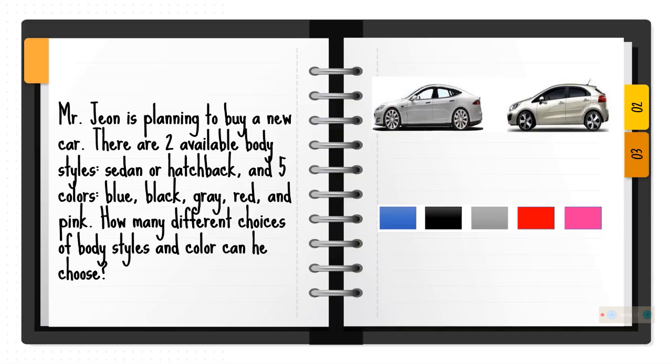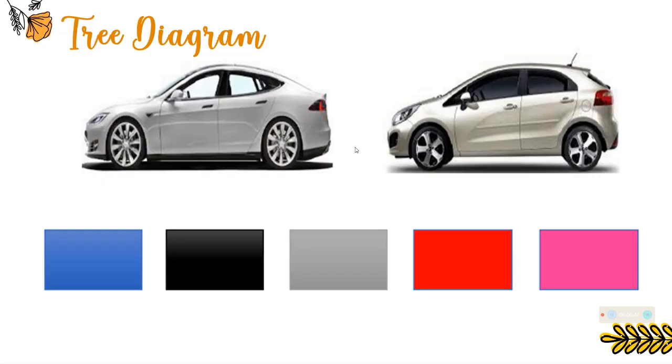Mr. Jayon is planning to buy a new car. There are 2 available body styles, the sedan or hatchback, and 5 colors: blue, black, gray, red, and pink. How many different choices of body styles and color can he choose? Okay, so let's have the 4 methods. So let us have first the tree diagram.